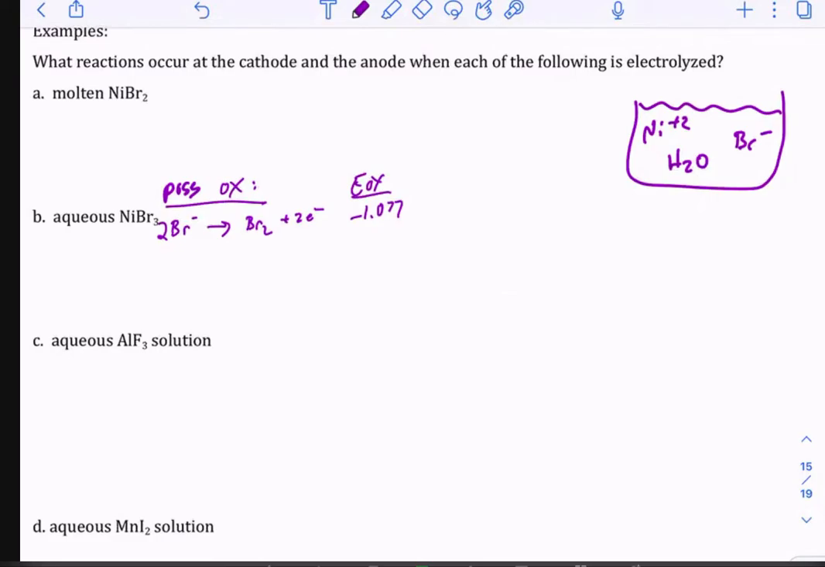Can nickel? What's that? Yeah, water. We just spent 10 minutes talking about water. So water can be oxidized. When water is oxidized, we get hydrogen ion, and we get oxygen gas. Anything else?